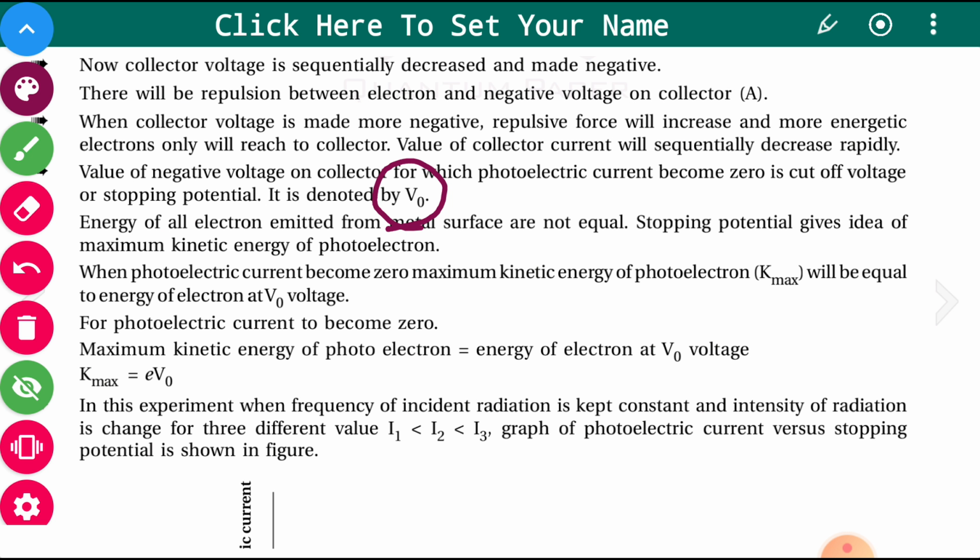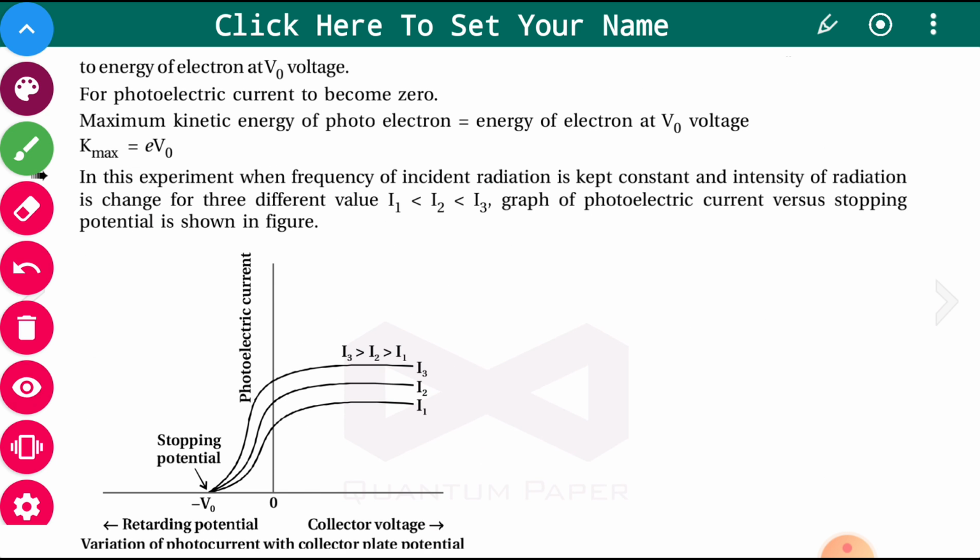So up to that the electrons were coming, meaning they were having maximum kinetic energy, and therefore the maximum kinetic energy of a photoelectron is equal to the energy of an electron at this potential, that is V0. So the equivalent energy can be written as K max is equal to eV0.